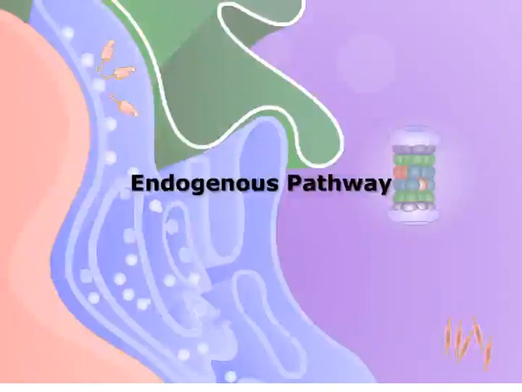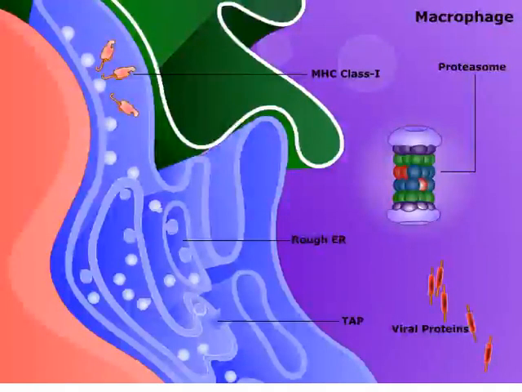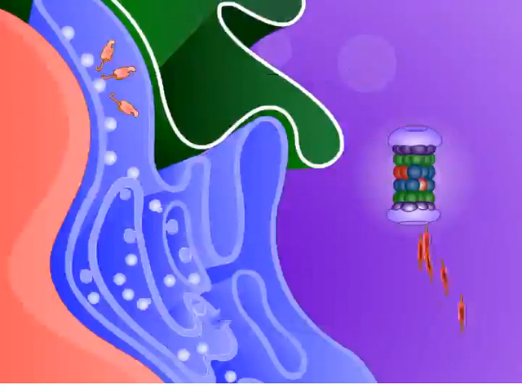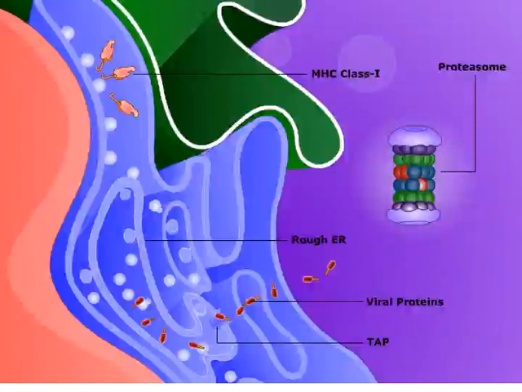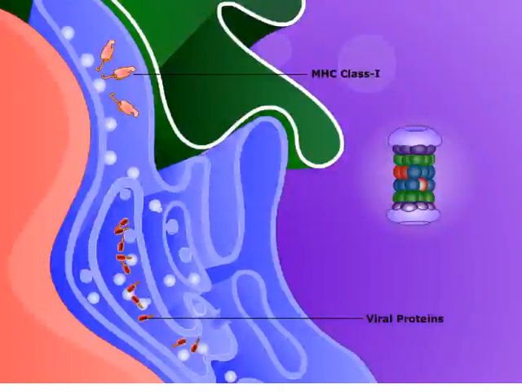Now that we have seen the illustration of the exogenous pathway, let's proceed to the endogenous pathway of antigen processing and presentation. Proteins synthesized by endogenous antigens such as viruses in the cell cytosol are routinely degraded in proteasomes. The endogenous peptides from these proteins enter the endoplasmic reticulum through a peptide transporter known as the TAP complex. In the endoplasmic reticulum, they have the opportunity to bind to freshly synthesized MHC class I molecules.